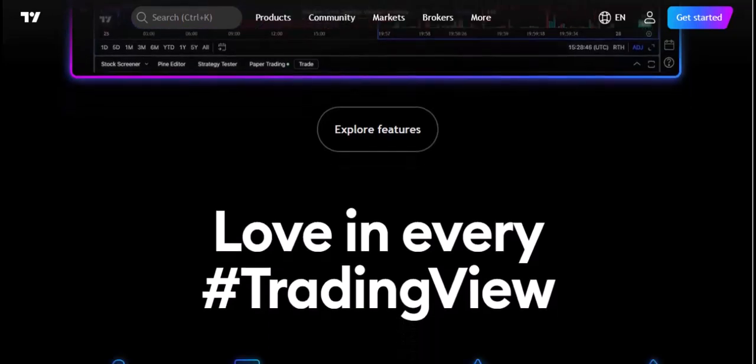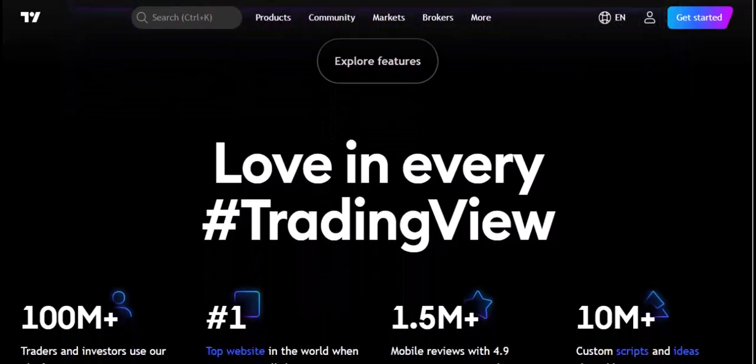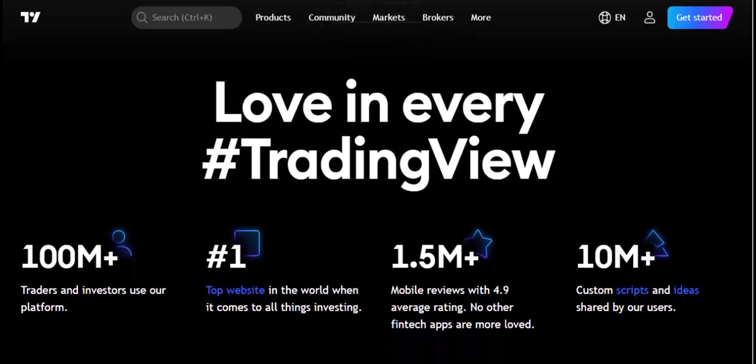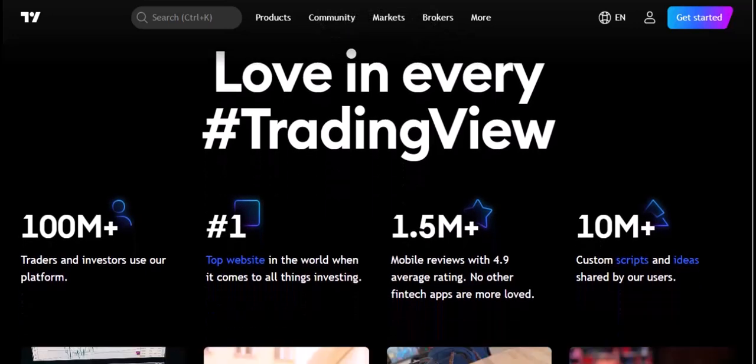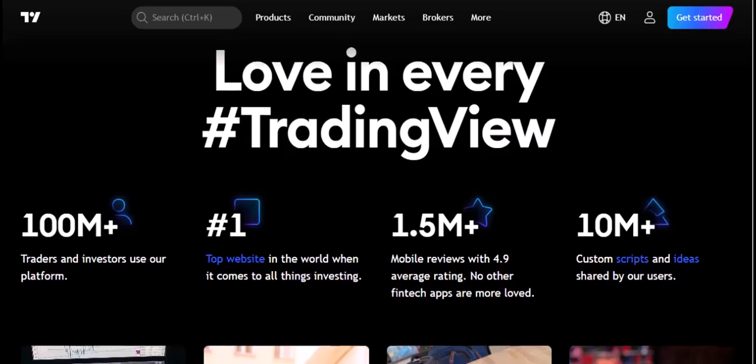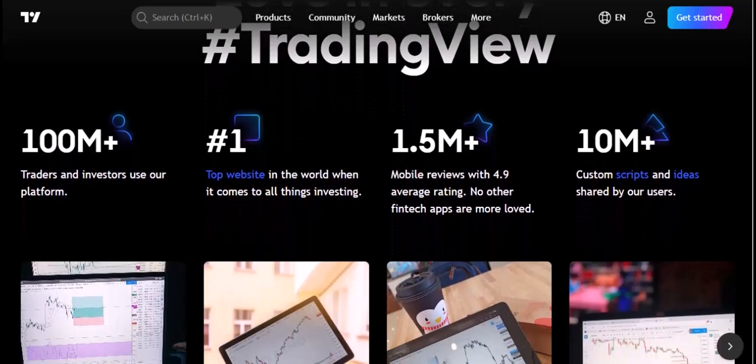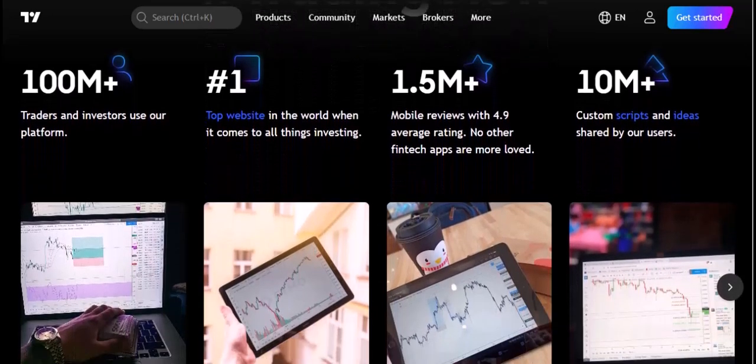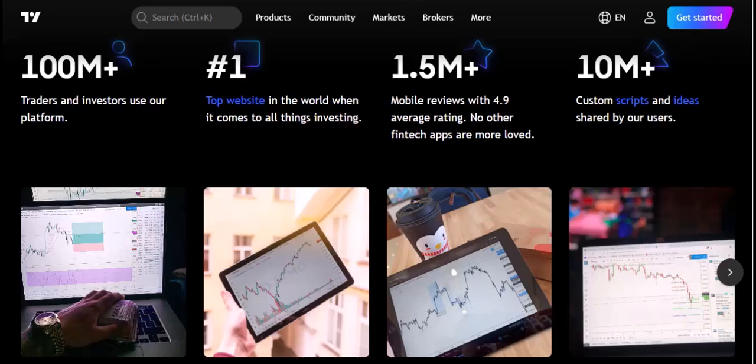However, and this is an important however, the availability and granularity of this free real-time data can vary depending on the specific exchange and the asset you're looking at. For major stock exchanges like the NYSE or NASDAQ, you'll typically find free real-time data readily available. Similarly, many popular cryptocurrency pairs on major exchanges are also offered with free real-time updates. Forex data, being a decentralized market, is also generally available in real time on the free plan.